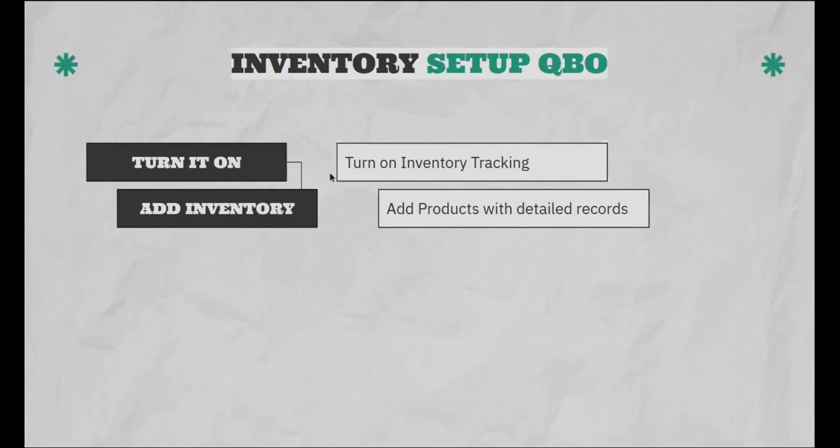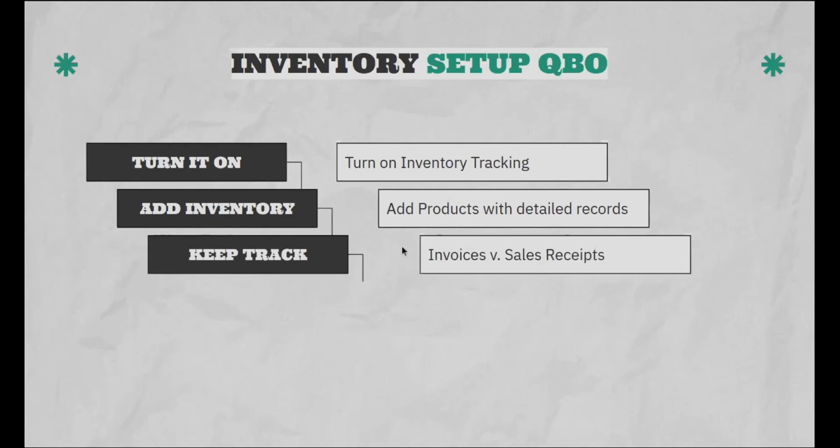And once you've turned on your inventory tracking in QuickBooks Online and added a few items of inventory, so you've added your products, which essentially is your inventory, and your inventory levels, the next step is keeping track of your inventory. How do we do that in QuickBooks Online? There are a few different ways you might think about keeping track of inventory, but as far as QuickBooks Online goes, we keep track of inventory by keeping track of everything that we sell.